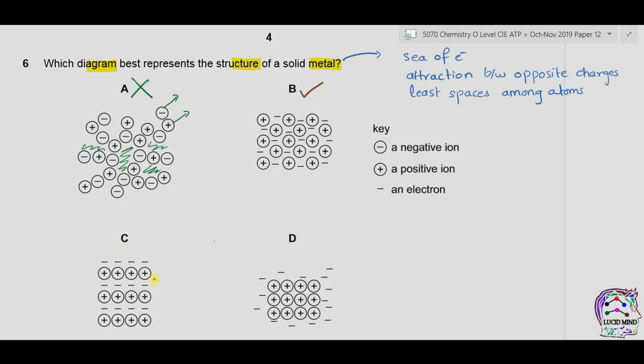In C we can see that same charges are close together, which causes repulsion, which is not possible in metal. So C is incorrect. Similarly in D we can see that the positive charges are closer together, so therefore it can cause repulsion, and this is not the structure of metal. The correct answer is therefore B.